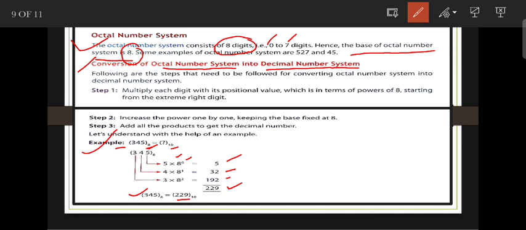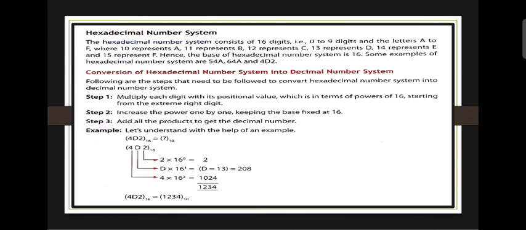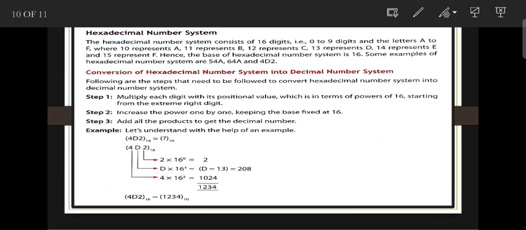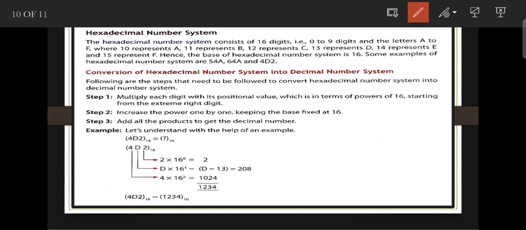Next is the hexadecimal number system. The hexadecimal number system consists of 16 digits. So 0 to 9 and the letters A to F represent 10 onwards. 0 to 9 are digits.